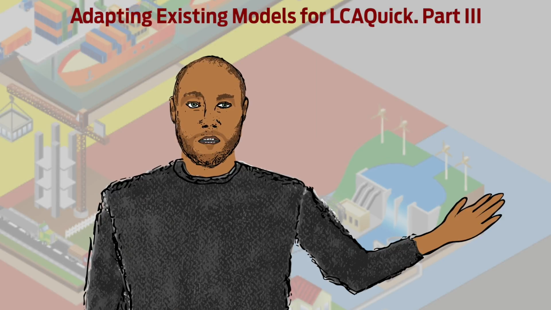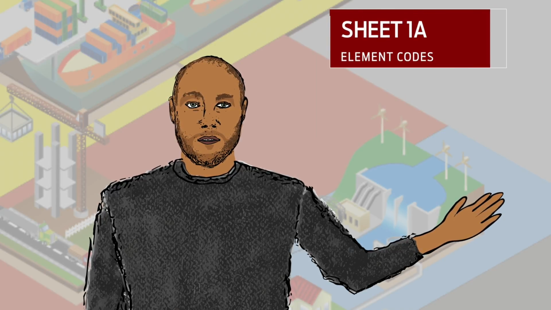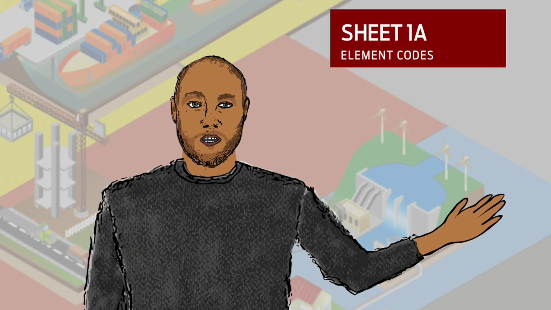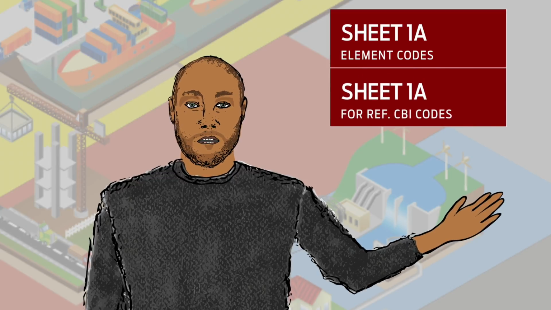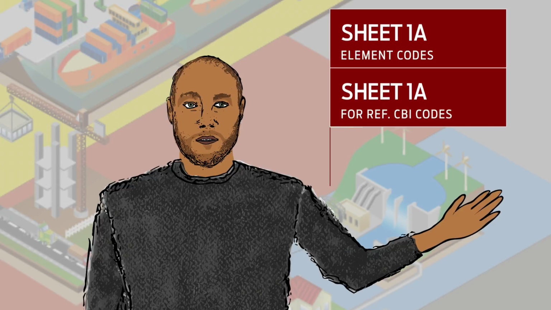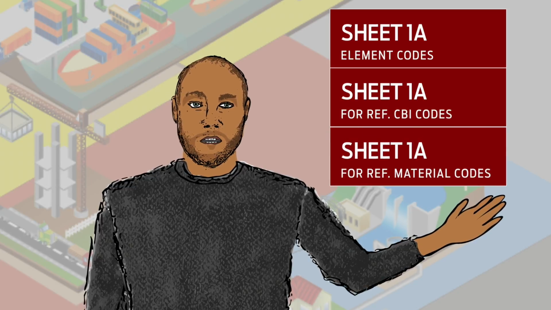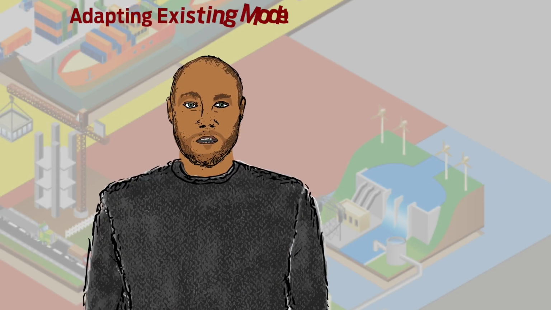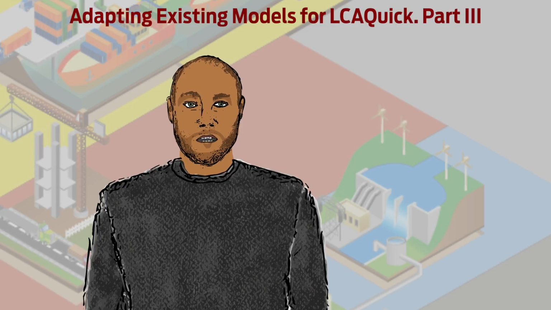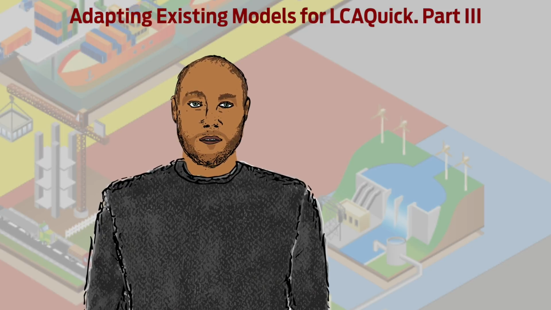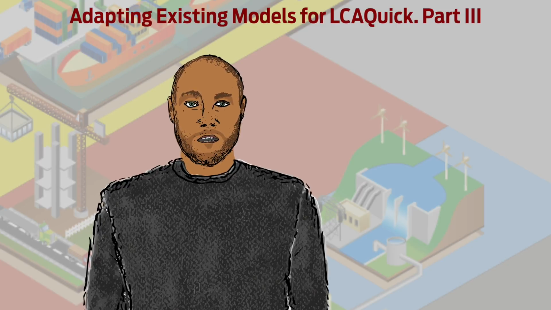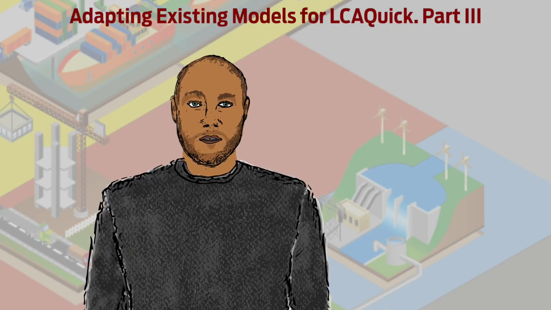In LCAQuick, the following sheets are used. Sheet 1A, element codes. Sheet 1A for reference CBI codes. Sheet 1A for reference material codes. Each sheet has a searchable list accessed by using filtering drop-down menus to find the appropriate code and name, which you then add to the BIM model's object.